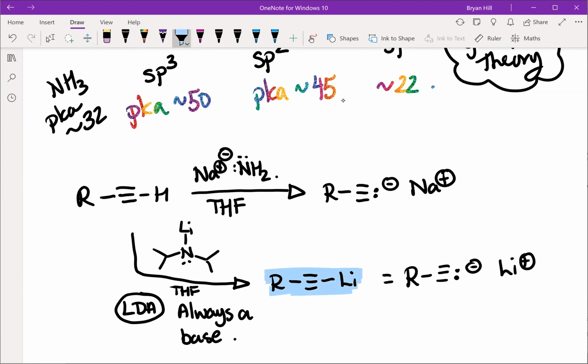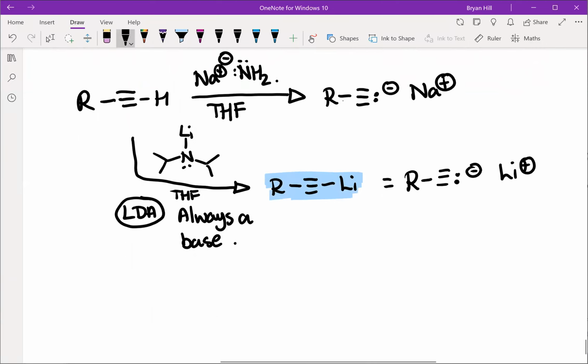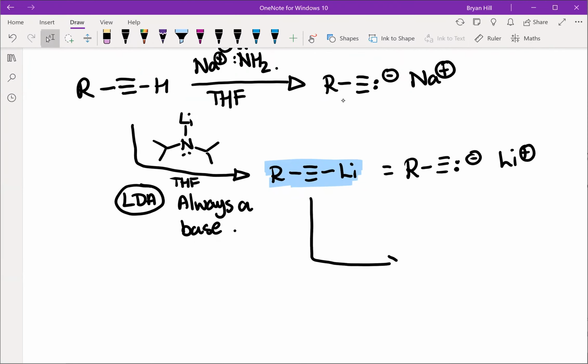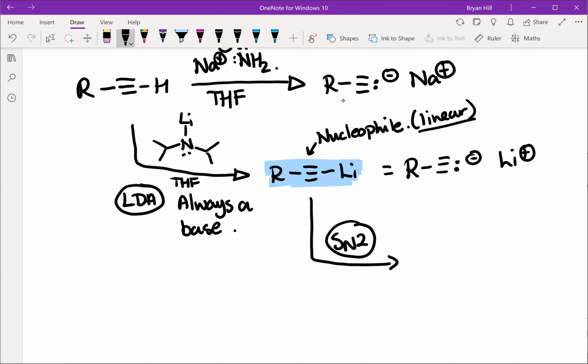Now, we've run out of time, but really what this is used for is you can do SN2 reactions with this reagent. Because remember, this was a nucleophile. Carbon with a negative charge. Okay, so that's a good nucleophile. The other part which made it a good nucleophile is that it was linear, because there's not much steric hindrance because the triple bond is linear. But it's only good for SN2 reactions.